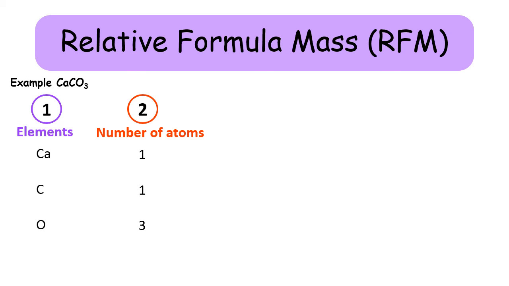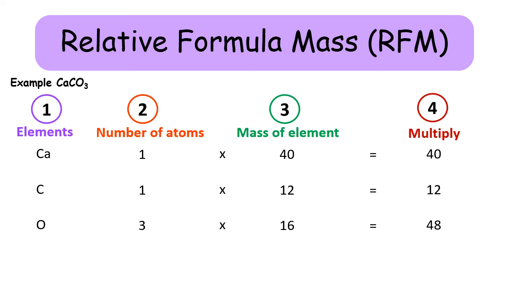Looking up the data booklet, Ca has a mass of 40, C has a mass of 12, and oxygen O has a mass of 16. When we multiply, we get 40, we get 12, and then for 3 times 16, we get 48. When we add those numbers up together, that gives us 100. So if you follow those 5 steps, work out the elements, work out how many there are of each one, look up the mass, multiply, and then add everything up together, you will be able to work out the formula mass, sometimes called the relative formula mass, for every compound you get given.